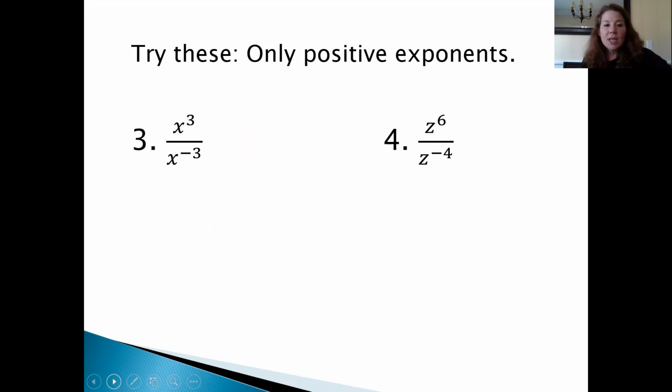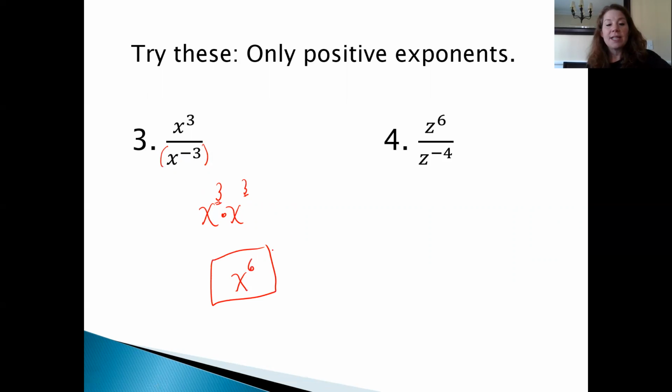All right, what are we going to move? Only the denominator on this one, right? X to the 3rd stays where it is. We're bringing up x to the 3rd. Well, guess what this is? This is 2 numbers with the same base being multiplied. So what do we do with their exponents? We add them. When you multiply, you add the exponents. And so the final answer is x to the 6th.